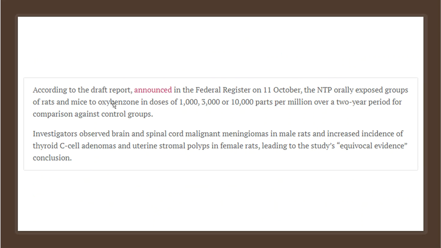According to the draft report, 1,000, 3,000, and 10,000 parts per million in concentration was given to a rat population over a 2-year period and compared to a control group. Investigators observed brain and spinal cord malignant cancer tumors, basically, in male rats, and uterine deformities and tumors, polyps, in female rats.